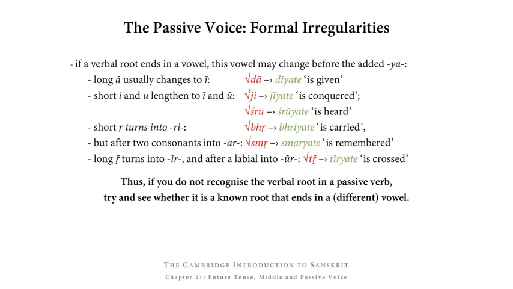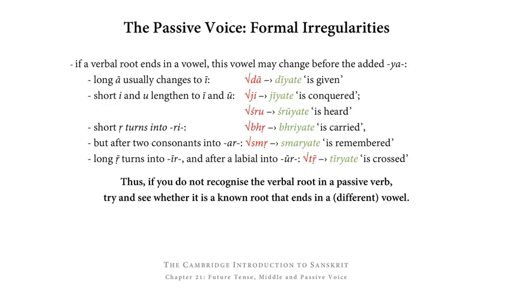Verbs ending in short i or u lengthen that to long i and u respectively. So of ji, to conquer, we get jiyate, is conquered. And of shru, to hear or to listen, we get shruyate, is heard. Short vocalic r can turn into ri. So for example, pr, to carry, gives us priyate, is carried.